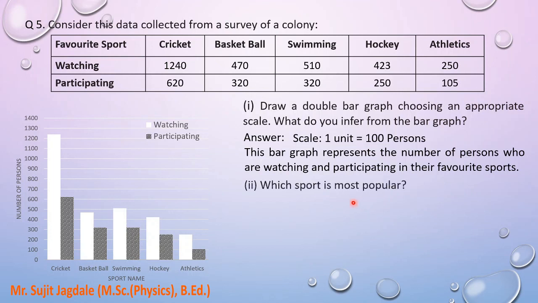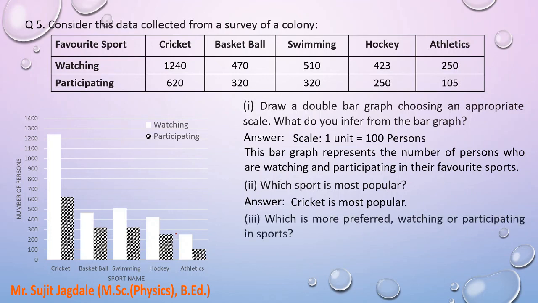Now the second question is, which sport is most popular? How do we identify which sport is popular? You have to observe these bars, the buildings, and find out which one is the highest or tallest. Obviously for the sport cricket, both bars are tall, for watching as well as for participating. That means both white and shaded have the tallest bars. So obviously our answer is, cricket is the most popular.